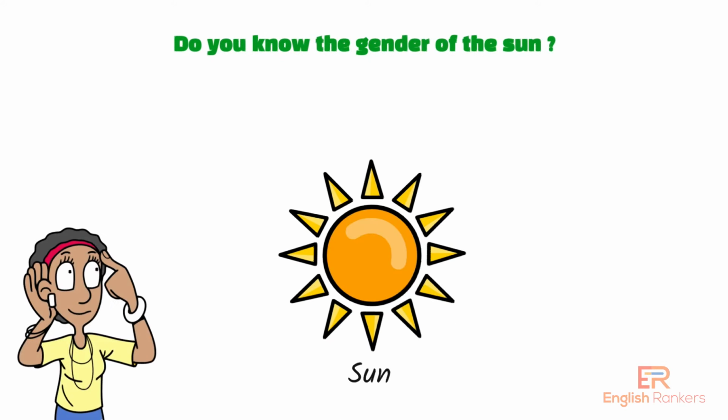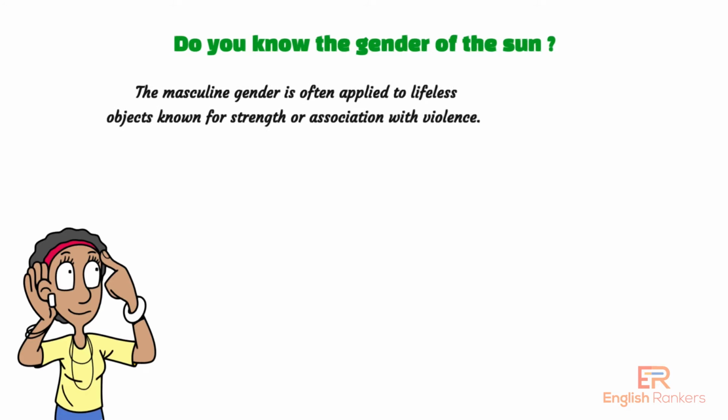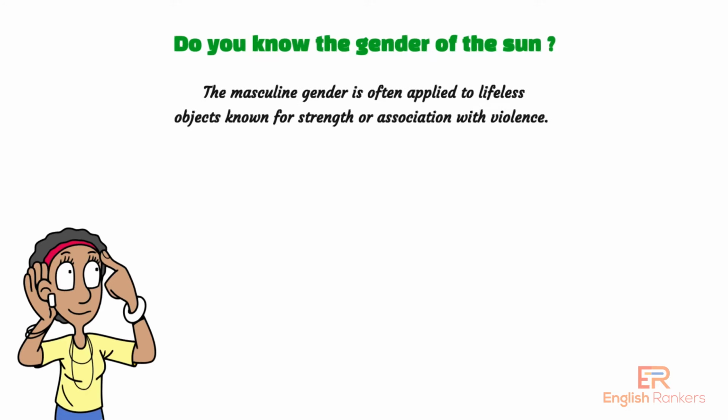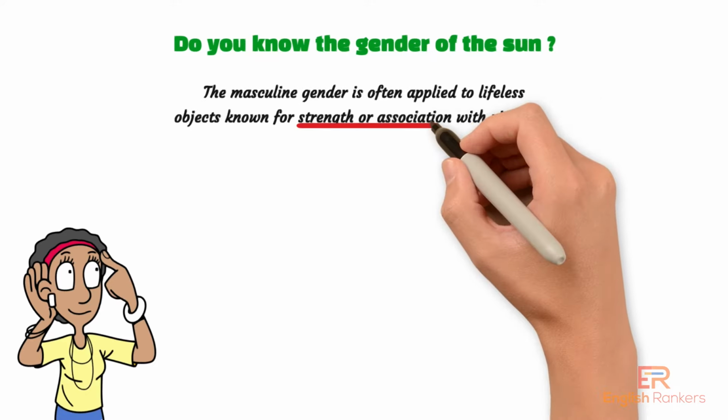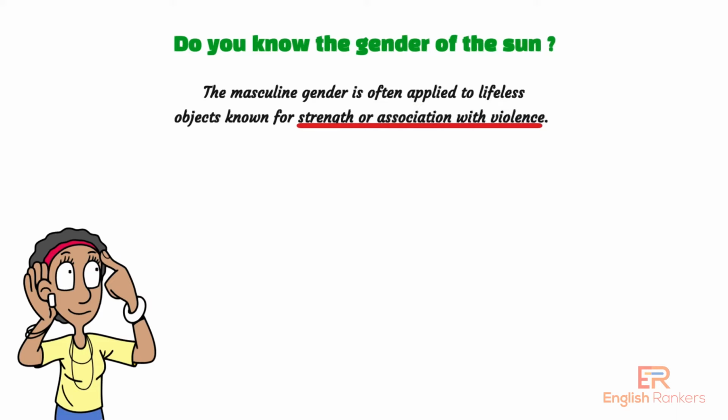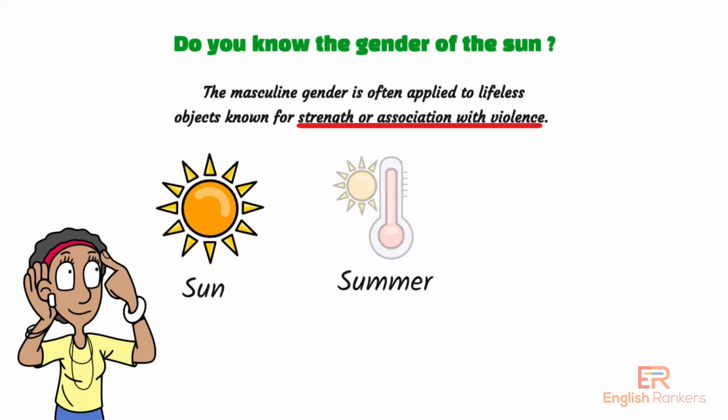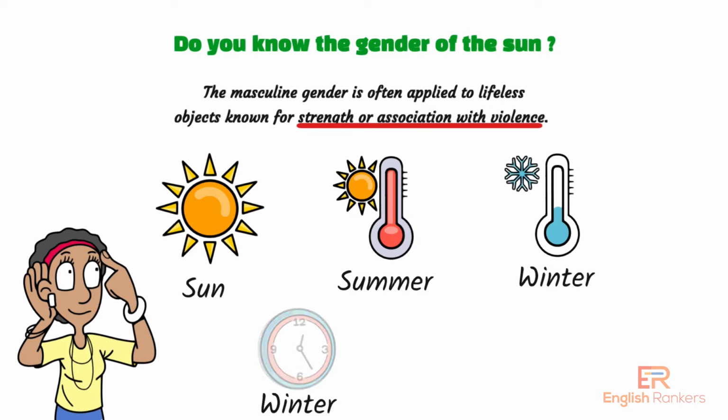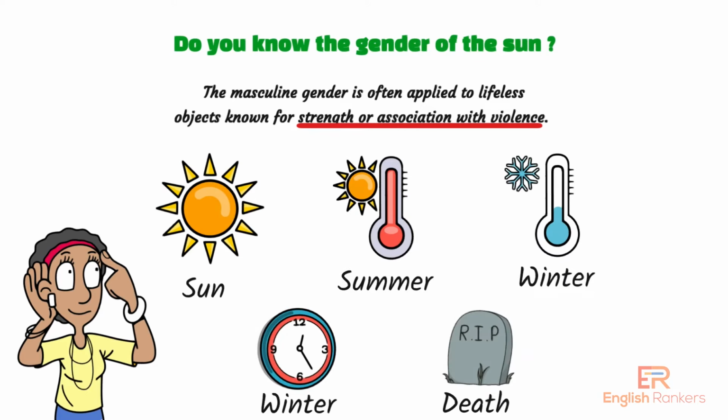Do you know the gender of the sun? As the sun symbolizes strength, it is assigned the masculine gender. The masculine gender is often applied to lifeless objects known for their strength or associations with violence. Examples include the sun, summer, winter, time, and death, etc.